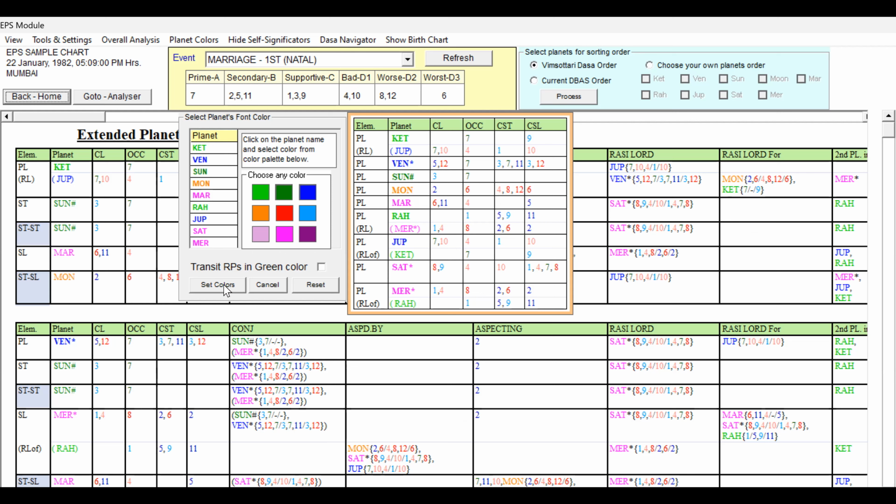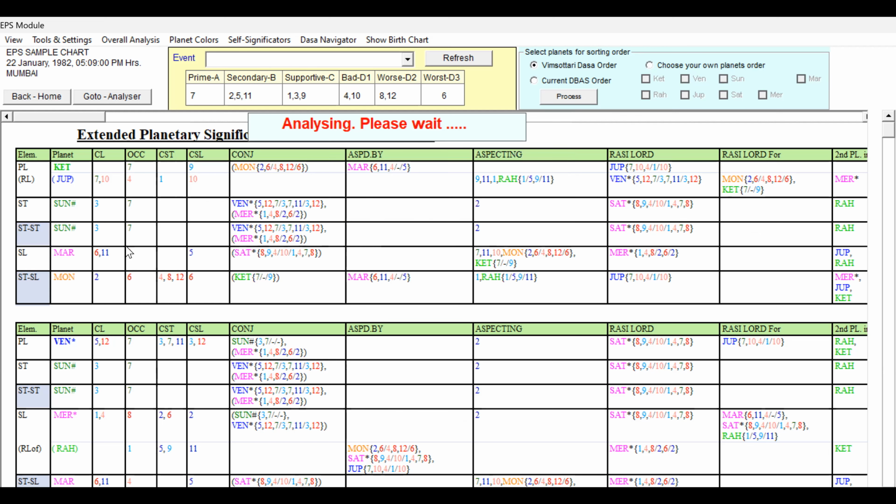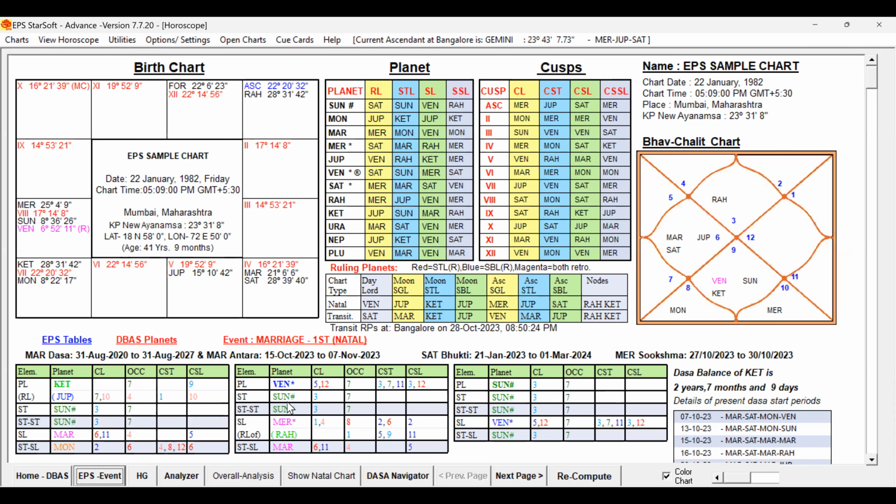What is the advantage of that? I will tell you. Once we set colors, all the planets in the EPS table, in the EPS table page or in the home page EPS tables, will get those colors. Otherwise, they will be shown only in black color. So when the event changes, accordingly, we can do our own analysis on each planet and assign the colors also. What is the benefit of that? I will tell you now.